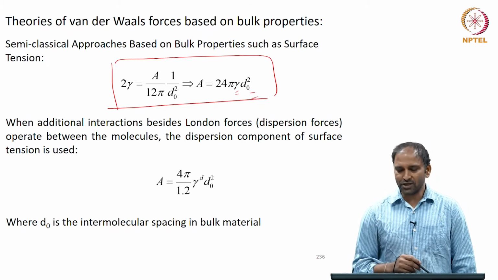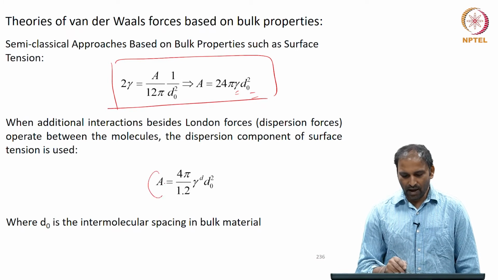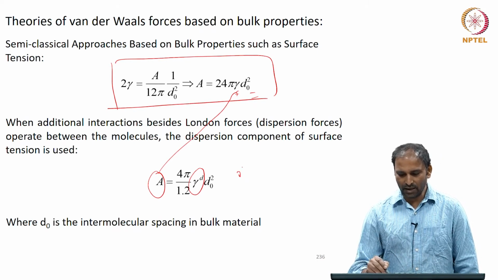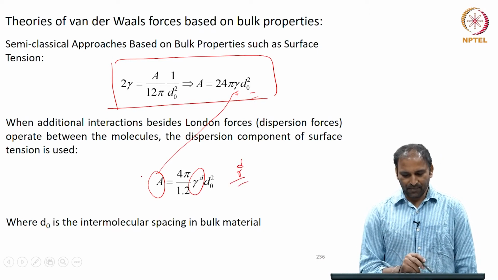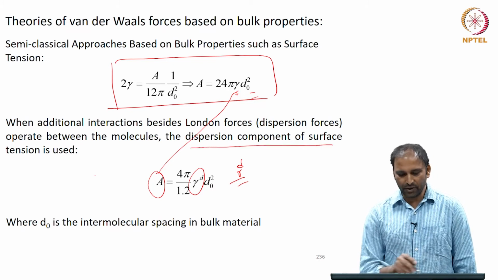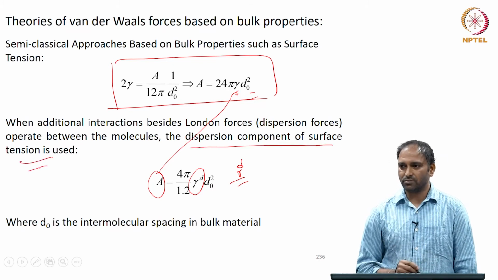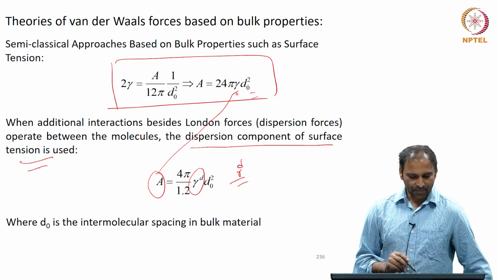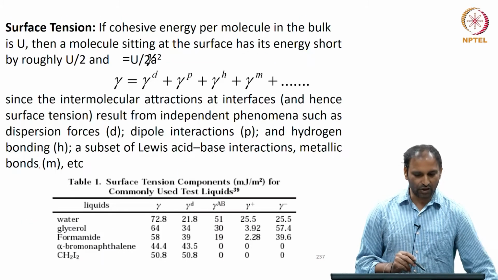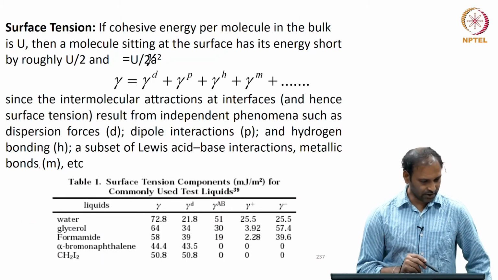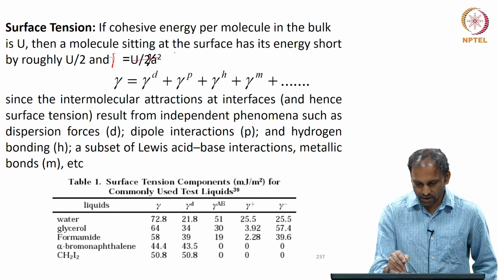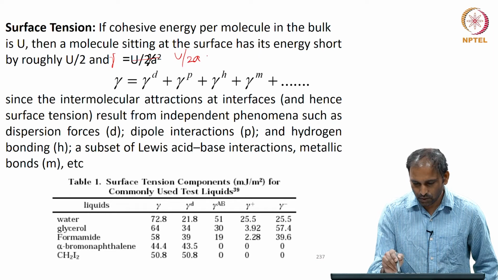There are also approaches where you relate A, instead of to gamma, to what is called gamma d, where gamma d is the dispersion component of the surface tension. What it actually means is that if you look at surface tension in general, gamma is equal to u divided by 2a square.